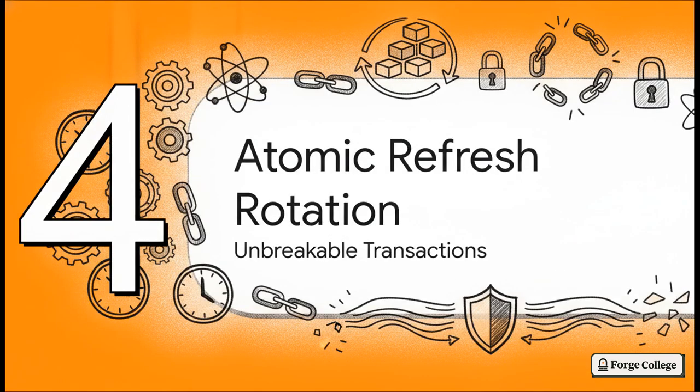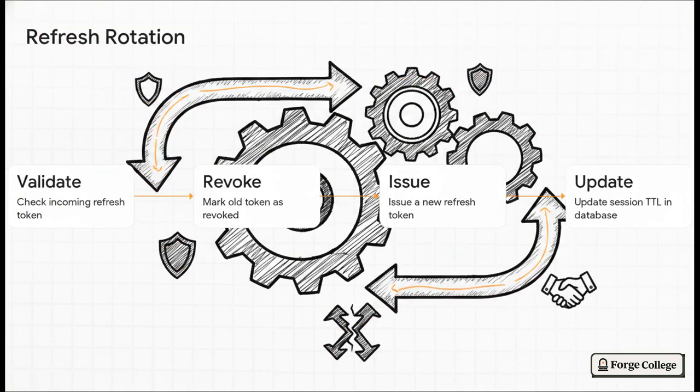All right, section 4, atomic refresh rotation. Now we're getting to the most delicate part of the machinery, and honestly, where a lot of implementations totally fail. The absolutely crucial point in our engine's rotation mechanism is keeping the gears perfectly synced. We have to process the refresh flow atomically.